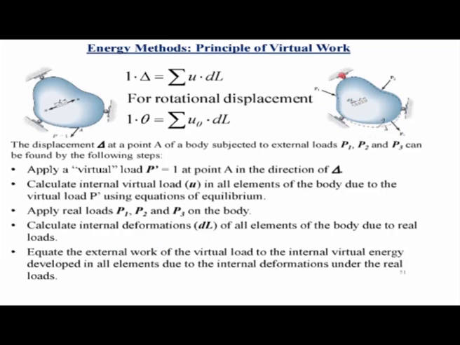So now due to the real load the system has undergone some deformation. The virtual load which is already there will also undergo a deformation, which is delta, due to the application of these three external loads. So the work done by the virtual load due to the deformation caused by the external loads at point A in this direction is delta. So the virtual work done is 1 times delta.